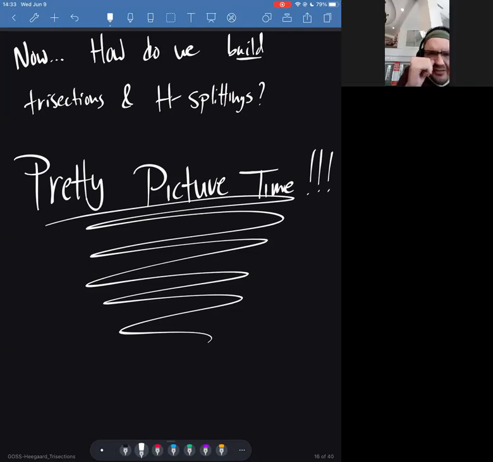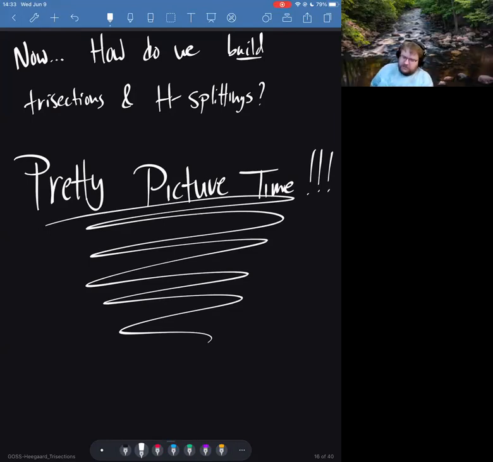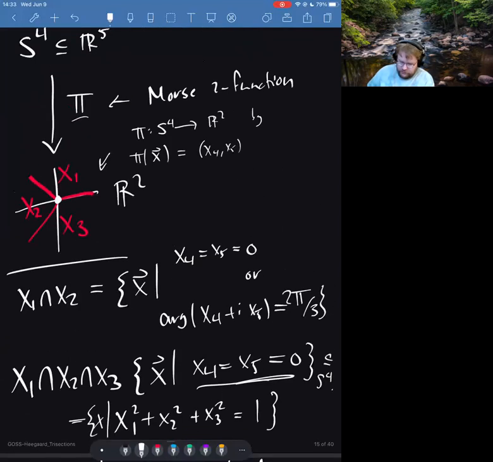Can I ask a quick question? If you go back up to the, is it a Morse 2 function, do you just have some kind of similar condition on critical points or something like that, regular values? Yeah, I can talk about that a little bit. Let me talk about the Morse 2 function picture.